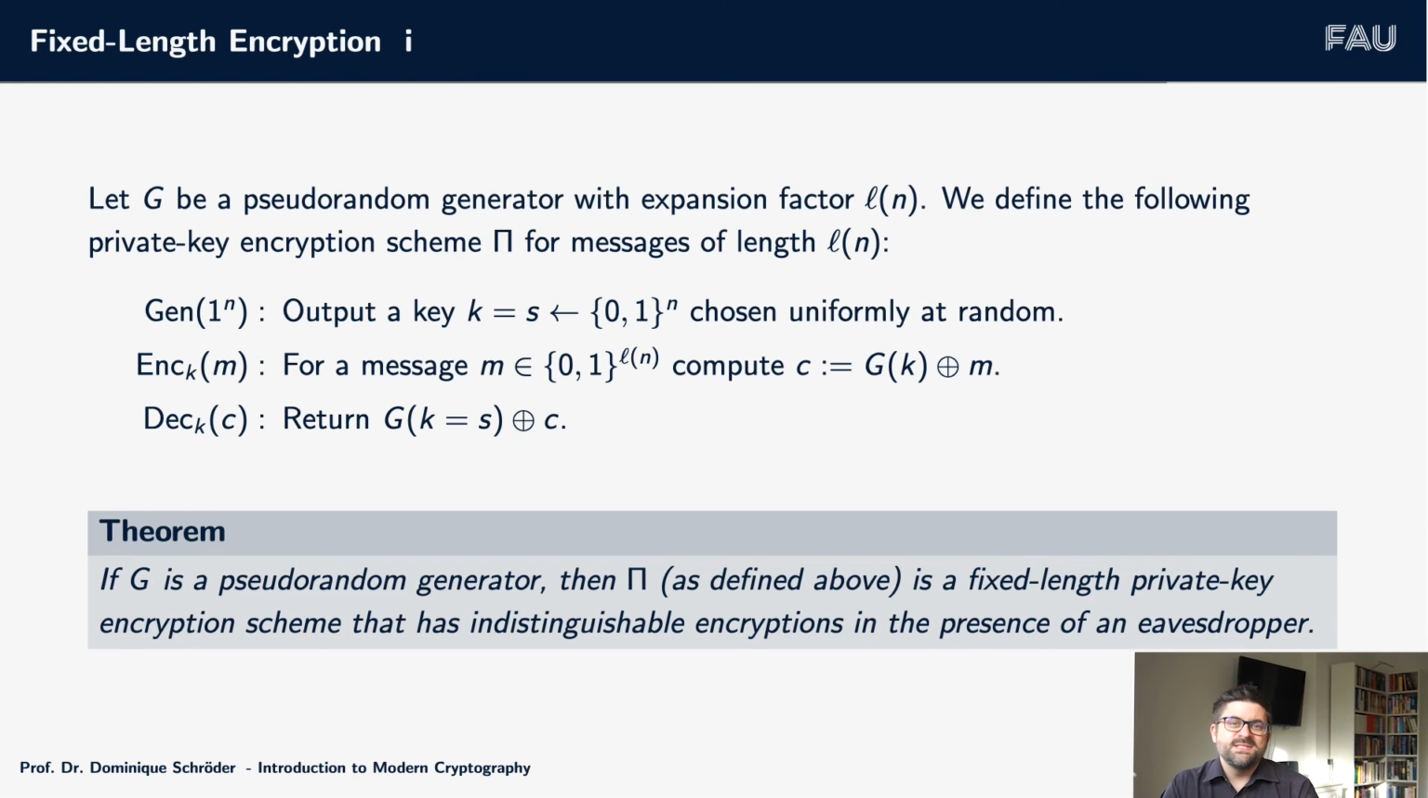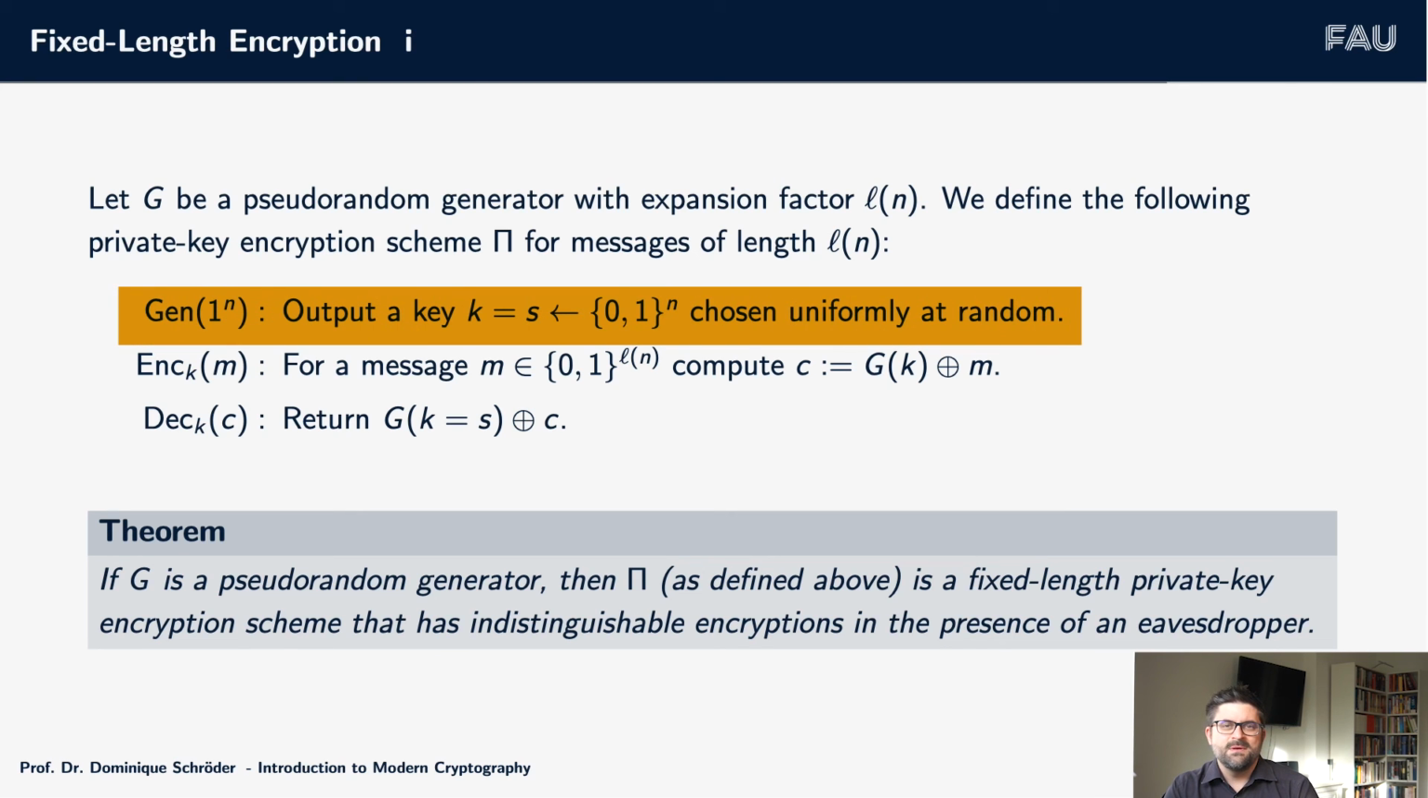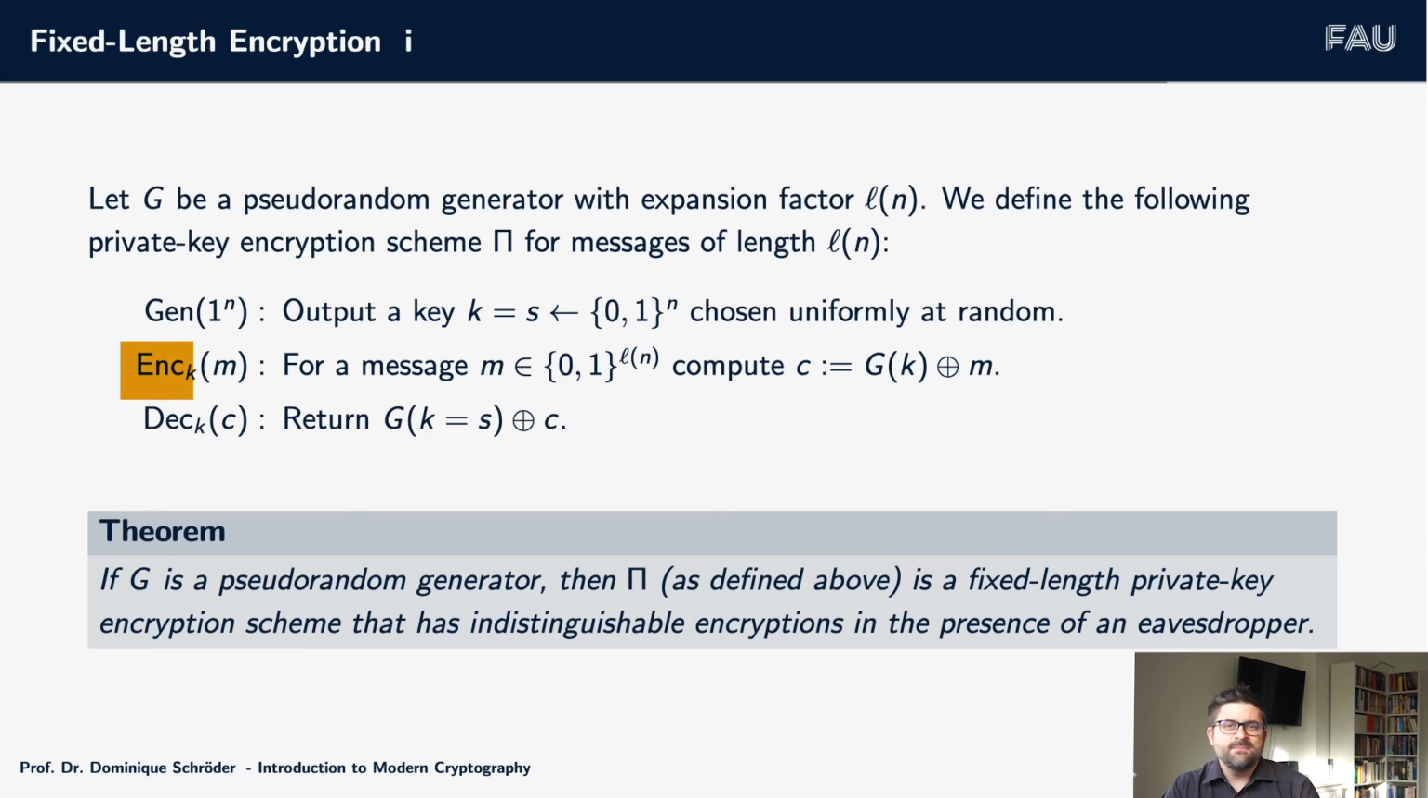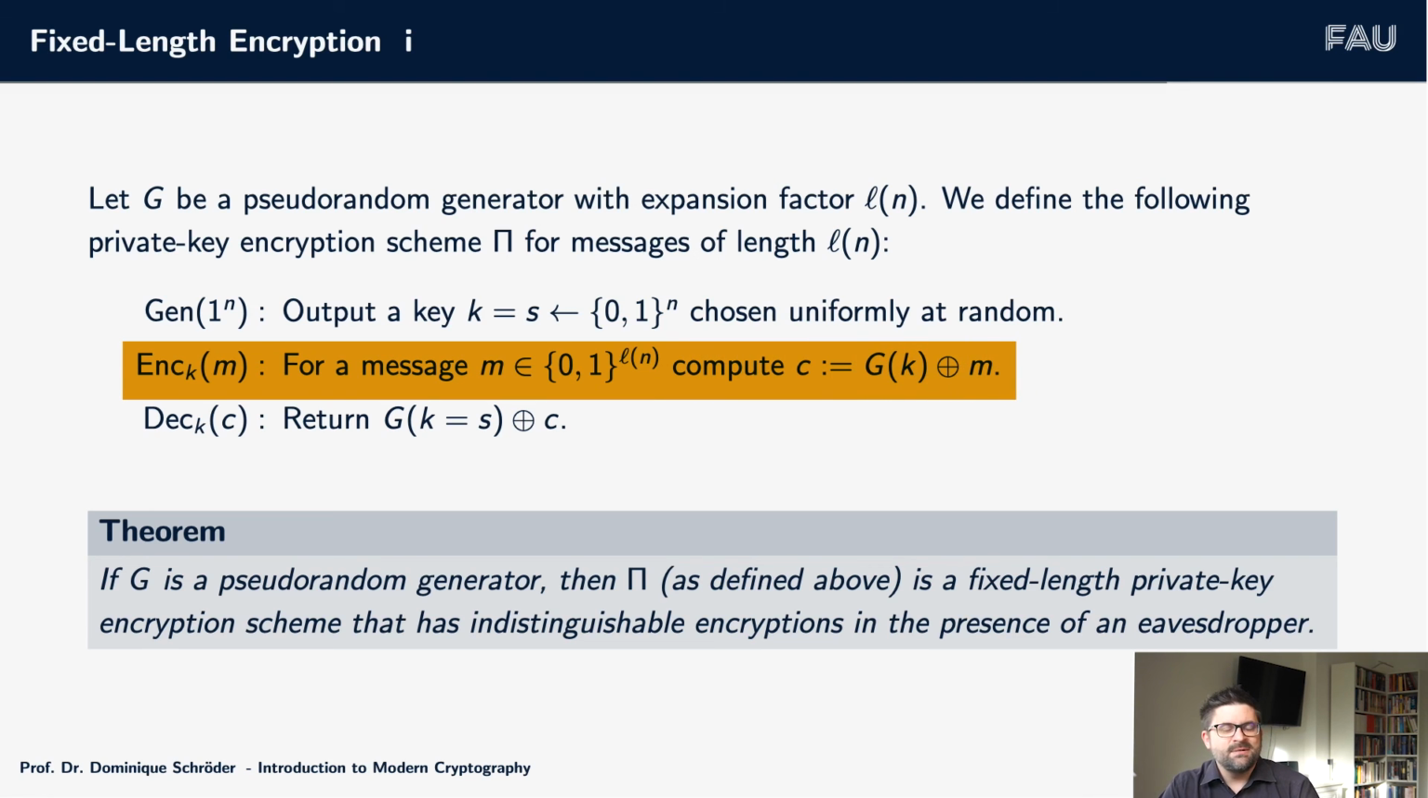The resulting encryption scheme is defined as follows. We have the three algorithms: the key generation algorithm, which essentially just chooses a seed S, and the encryption algorithm, which takes as input the message and the seed S, which now, of course, corresponds to the key. What it does is it runs the PAG on the seed and XORs the output to the message. And this is the resulting ciphertext.